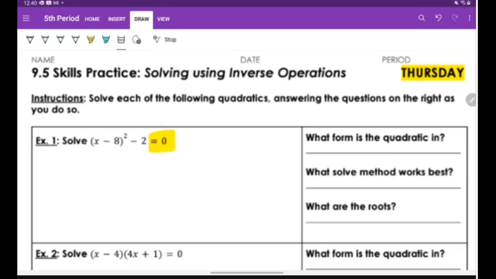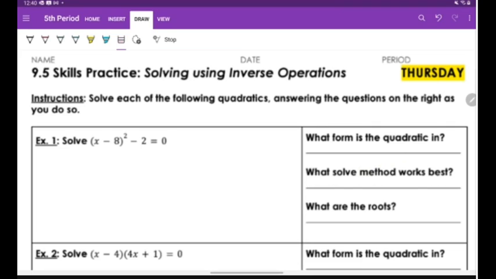what x is. But once we have 0 on one side, then we need to determine what form the quadratic is in. So it might be standard, it might be factored form, it might be vertex form, and we have to identify which. The form then helps us figure out what method we need to use to solve, and then we'll solve it. So let's do example 1 together.